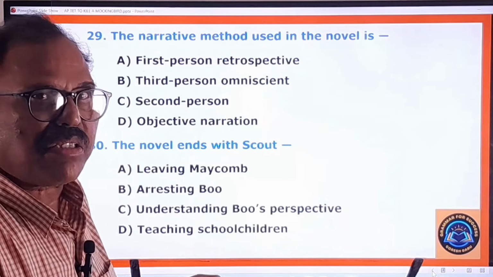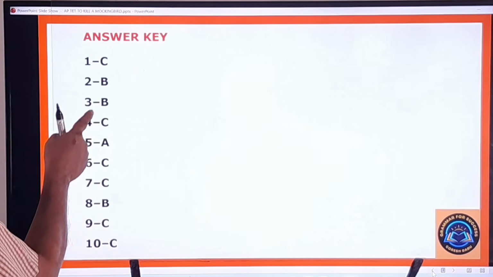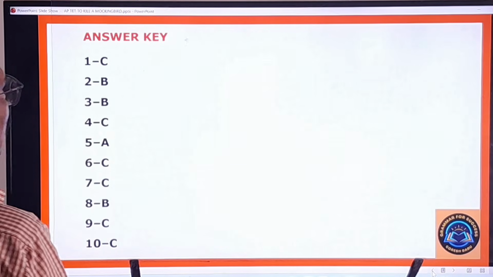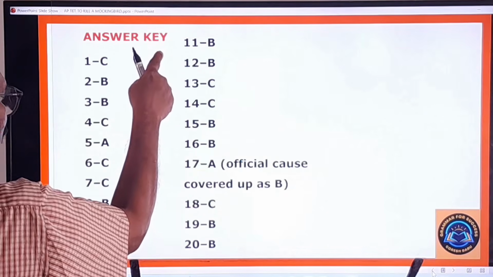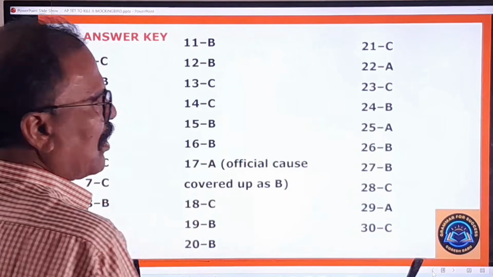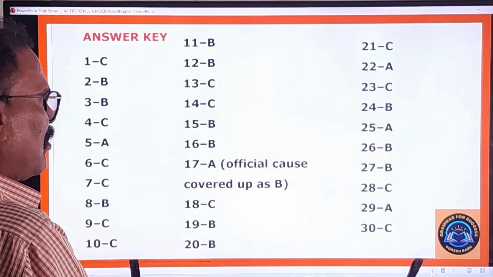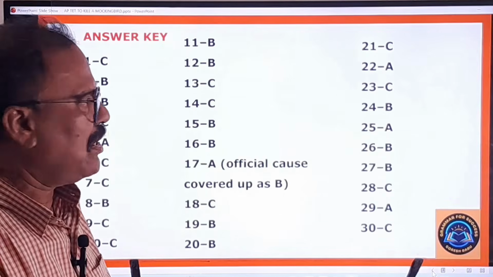Now you look at the answers for all these questions. These are the answers for the questions from 1 to 10. These are the answers for the questions from 11 to 20. These are the answers for the questions from 21 to 30. With this, the small exercise will come to an end.